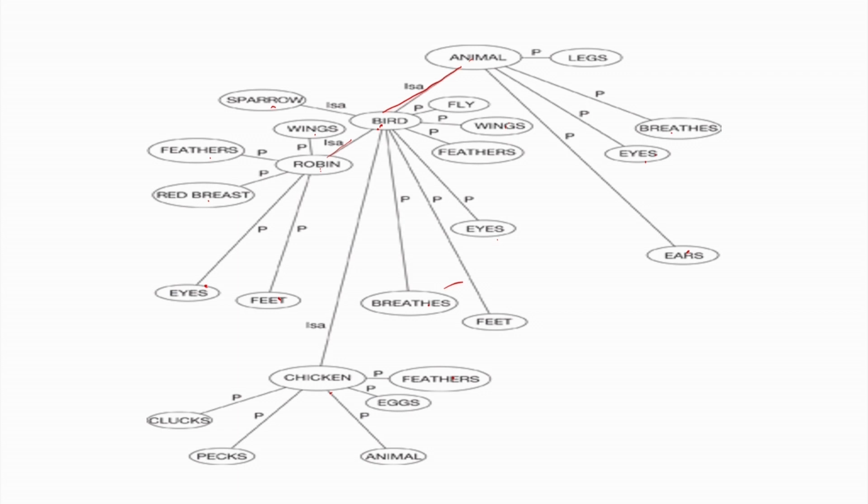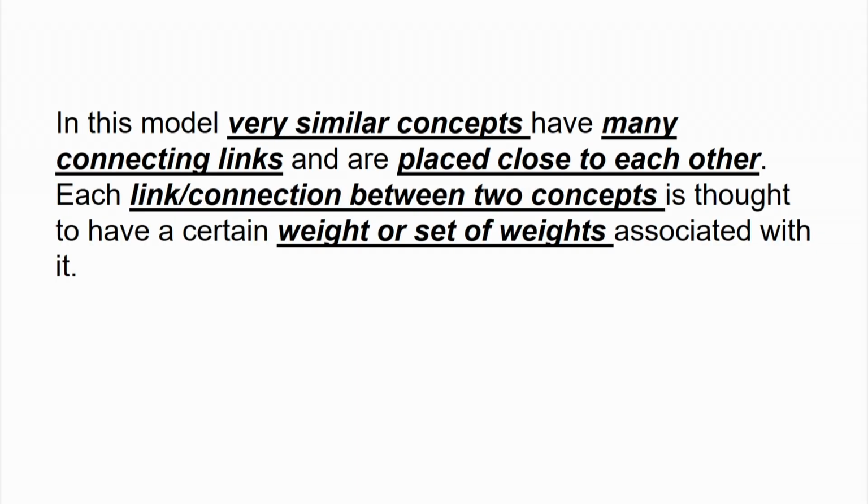Basically, this model is just an extension of the hierarchical semantic model. The only difference is that it talks about spreading activation, how energy spreads when it is activated at the top, and how it filters down from there. In this model the idea is that very similar concepts have many connecting links and are placed close to each other. Similar concepts which share certain distinctive features are placed together in a block with very close proximity to each other. Each link and connection between two concepts is thought to have a certain weight or set of weights, and since two concepts are related to each other and placed in close proximity, these links will have a much higher weight.